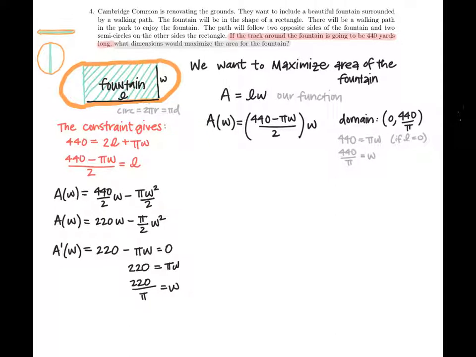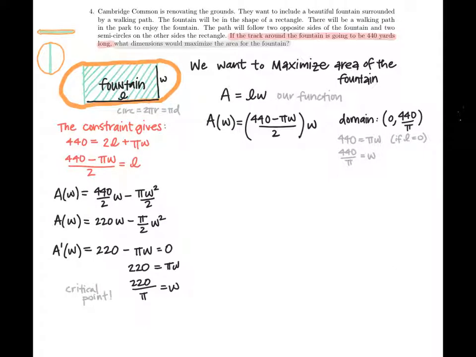We found a critical point. We need to make sure that it's inside our domain. In this case, 220 over pi. Is it within 0 and 440 over pi? It sure is. It's a positive number that's definitely less than 440 over pi. So we have a critical point here, a valid critical point within the domain that we're looking at.